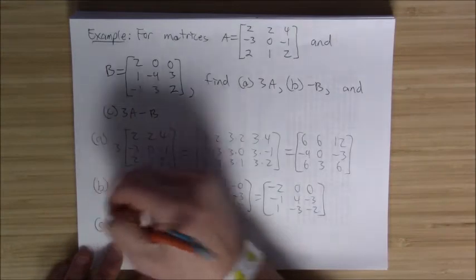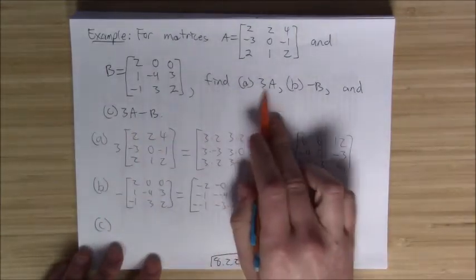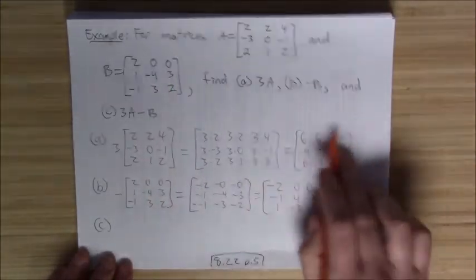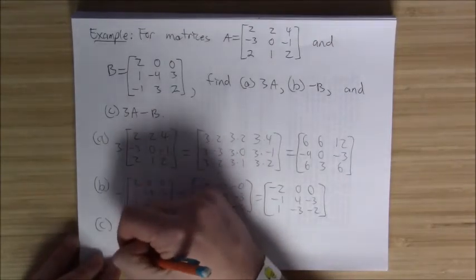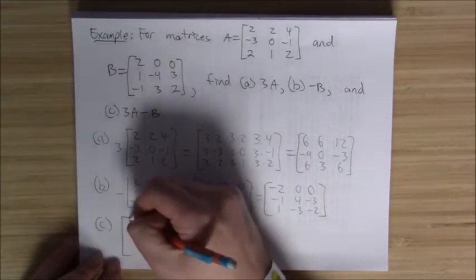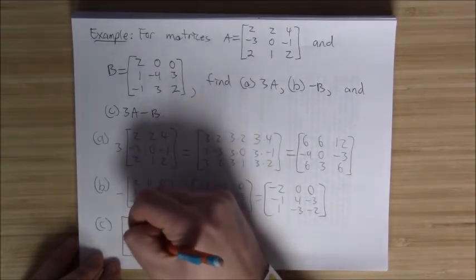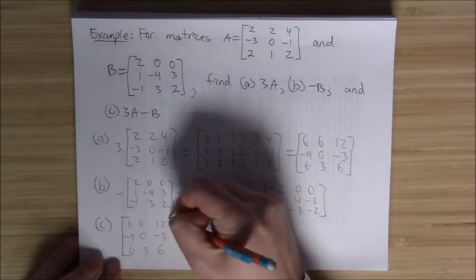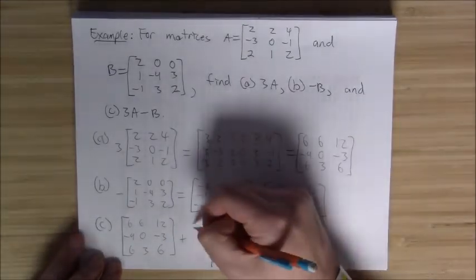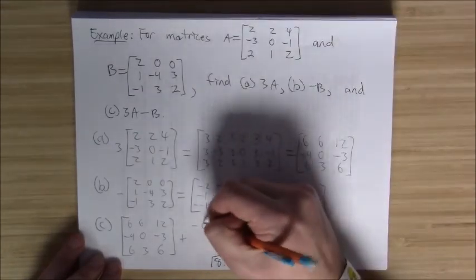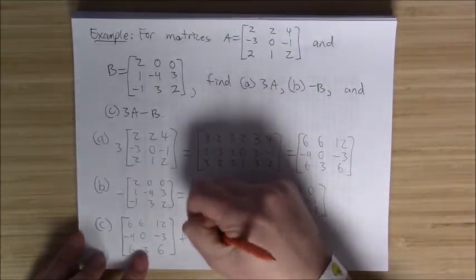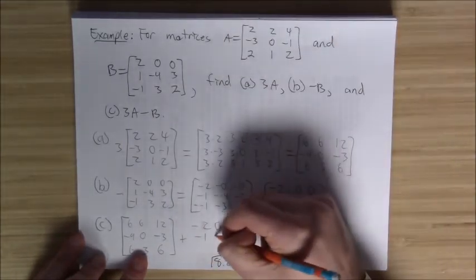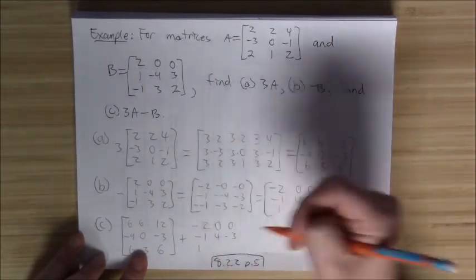Now for part C, you may look at that and think, oh, that's going to be a lot of work. But we already calculated 3A and negative B in parts A and B. And so really what we have here is just 3A, which was this matrix, plus this matrix, negative B.